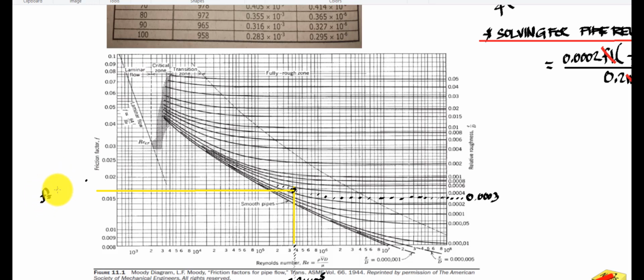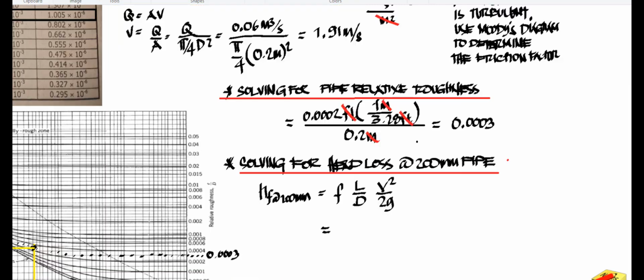So we can say that the value of F, the friction factor here, is between 6 and 7, so 6.5, or 0.0165. So that will be the value of the friction factor for the 200 mm pipe.